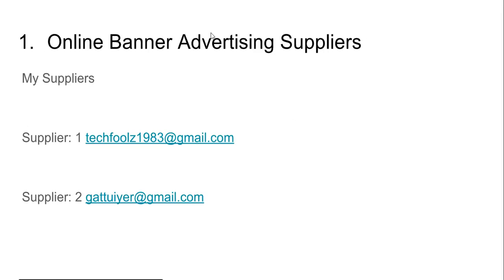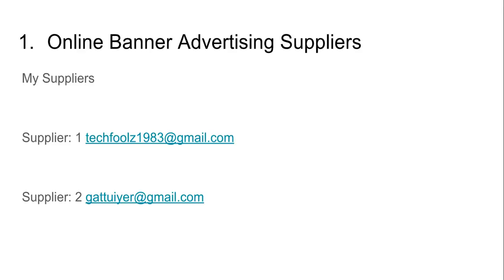The first method is online banner advertising suppliers. You can pause this video and take a screenshot of this. These two people are my suppliers. They are freelancers or freelancing companies. You just contact them with your details, and whenever they have advertising, they will contact you. They can charge you 10 to 30% commission depending on the advertising they bring.